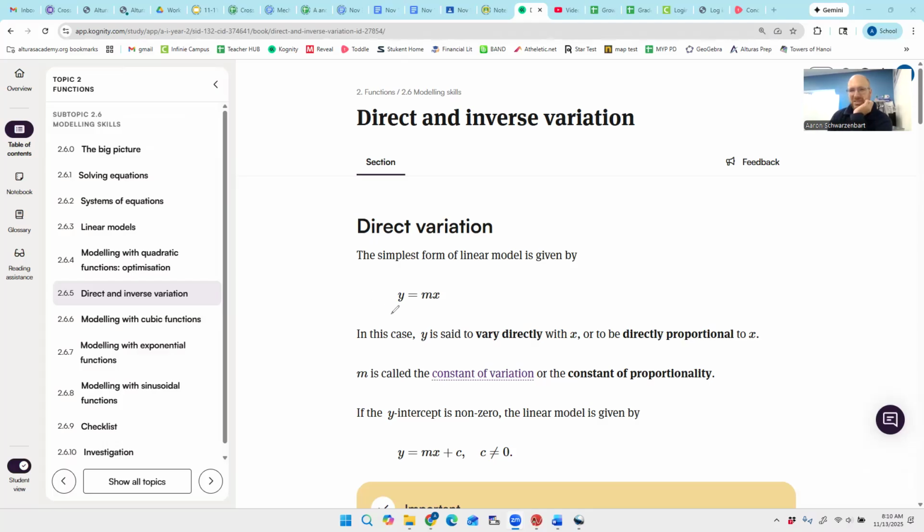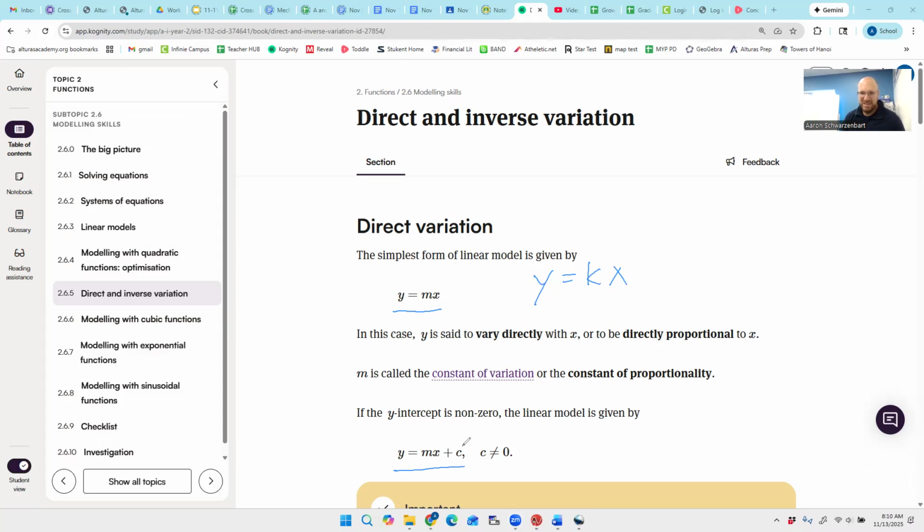Okay, direct variation means as x goes up, y goes up. Usually you'll see this as y equals kx. K is called the constant of variation. Whether y goes up twice as much as x, or half, or 1.3 times as much, there is some constant of variation.